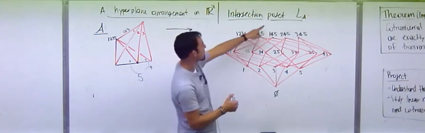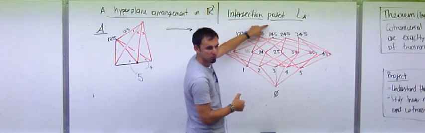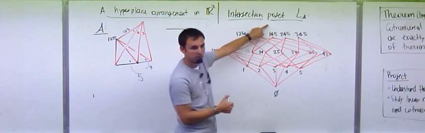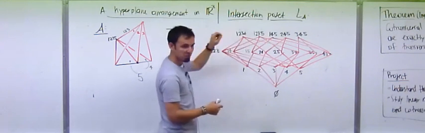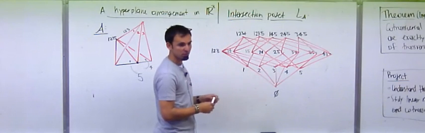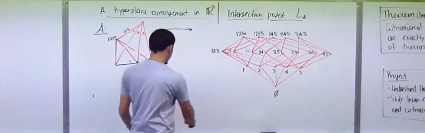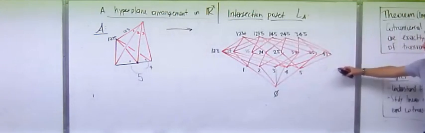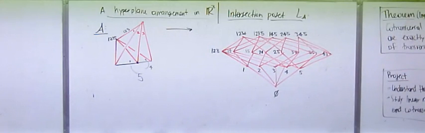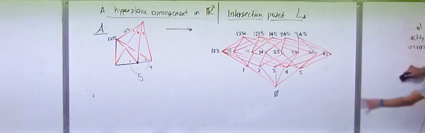Why do I not want to put a 1, 2, 3, 4, 5 here? Because the intersection of planes 1, 2, 3, 4, and 5 is empty. And this is called the intersection poset because it's the poset of intersections. The empty set is not an intersection. So this is called the intersection poset. Okay? Now, this is something that you could do even if you cannot draw the picture.